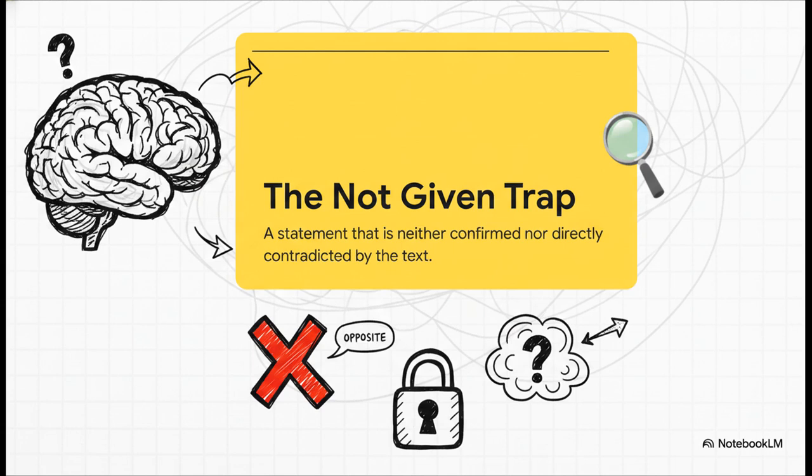Look, false means the text says the exact opposite of the statement. But not given, that means the text might hint at it, or it might even be a totally true fact in the real world, but the author does not explicitly state it in the passage. If you find yourself guessing or assuming, boom, it's not given. Do not let your brain fill in the blanks for the author.